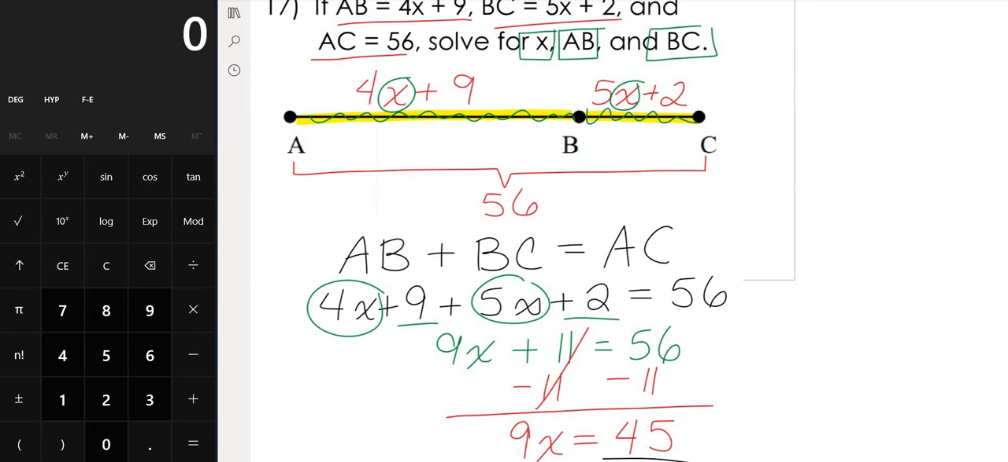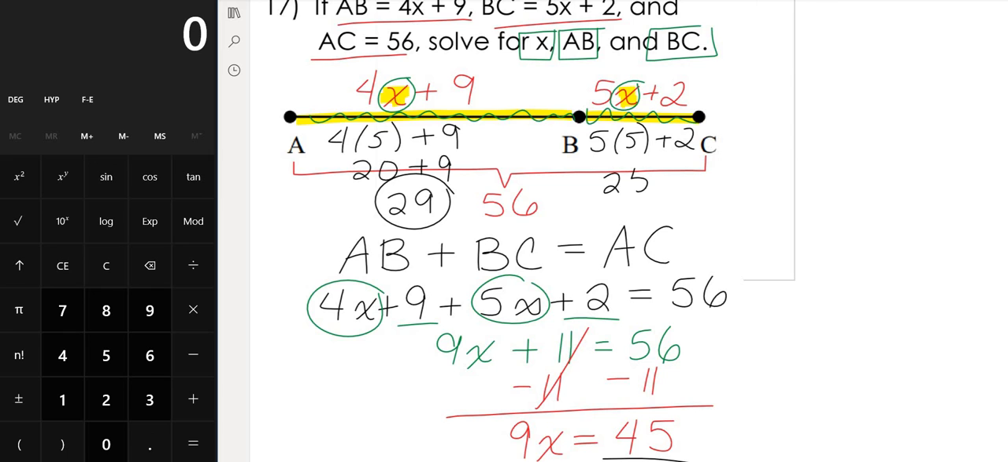We also have to get AB and BC. Now that we know that x is 5, it should be quick. So we're going to plug in our x is 5 right here and right here to get our two lengths. So 4 times 5 plus 9, and 5 times 5 plus 2. 4 times 5 is 20, plus 9 is 29. That is the length of AB. BC, 5 times 5 is 25, plus 2 is 27.